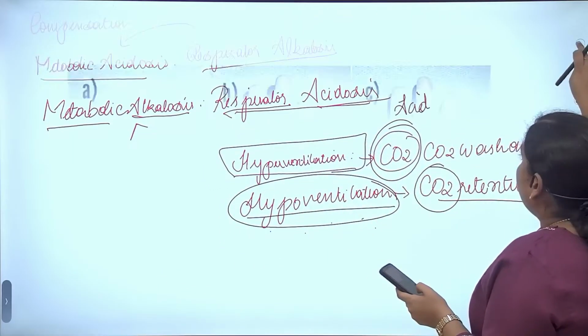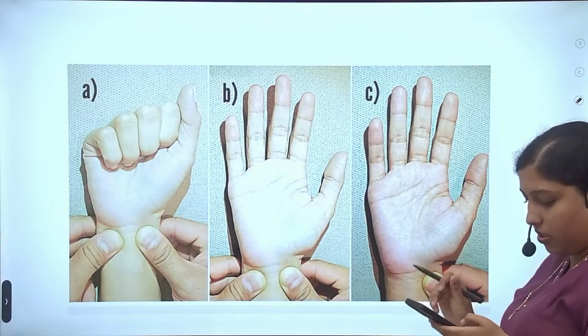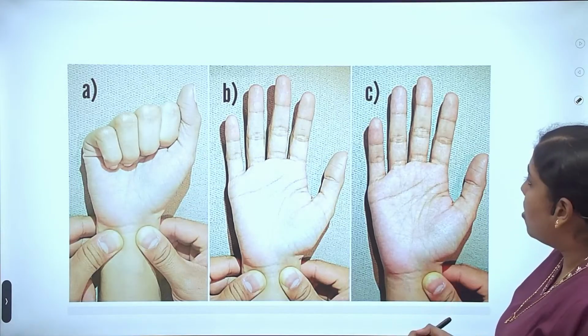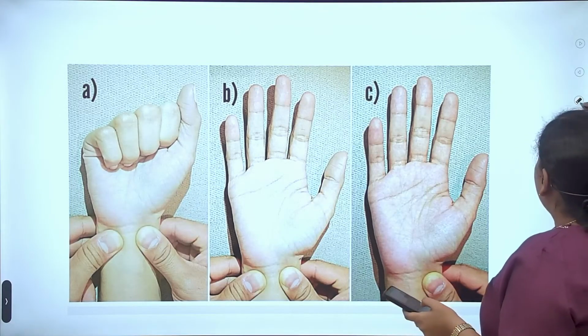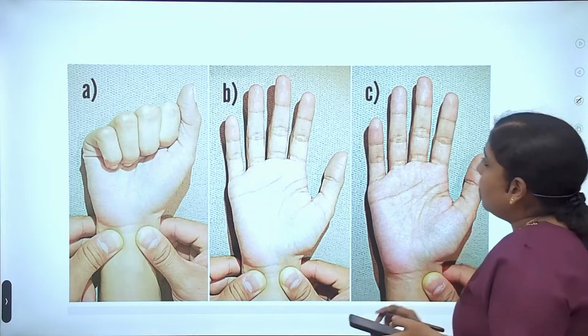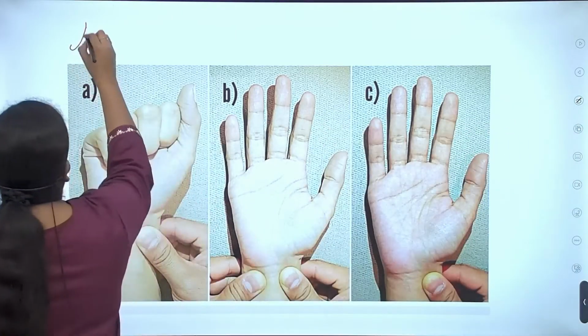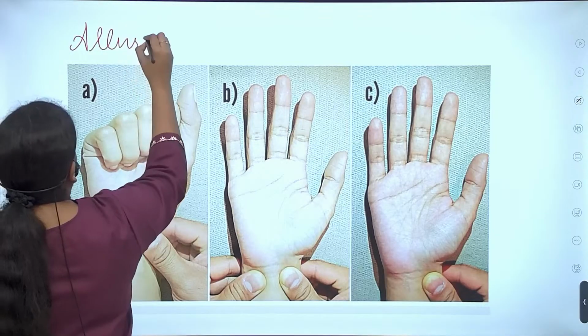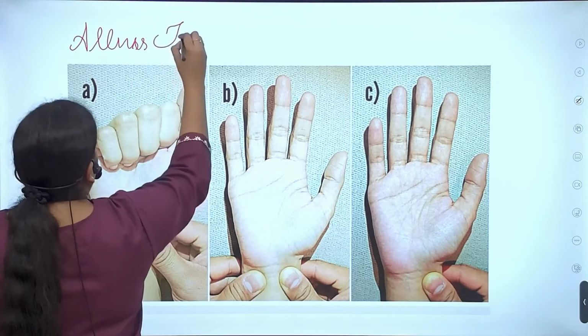So let's see the next important thing. What is the picture which is given here? It is your Allen's test.